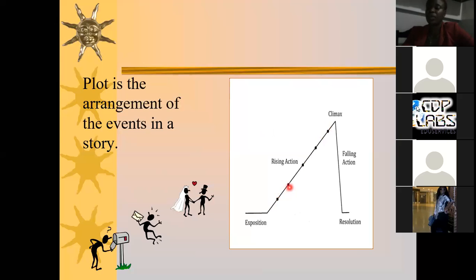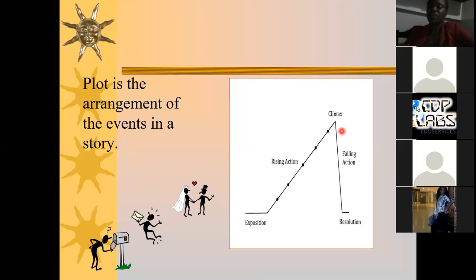So several events will happen that will contribute to a conflict, and the conflict will build up and build up until it gets to the climax. Now, the climax is the highest point of intensity of the story, and for your story to be exciting, it must have a climax. So it must have this very interesting point, that point that has your heart beating very fast, or not necessarily, but you know what I mean. You should have some excitement in your story.